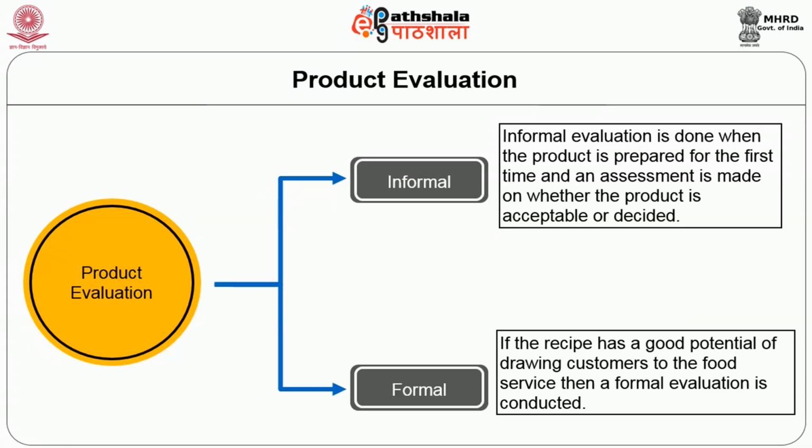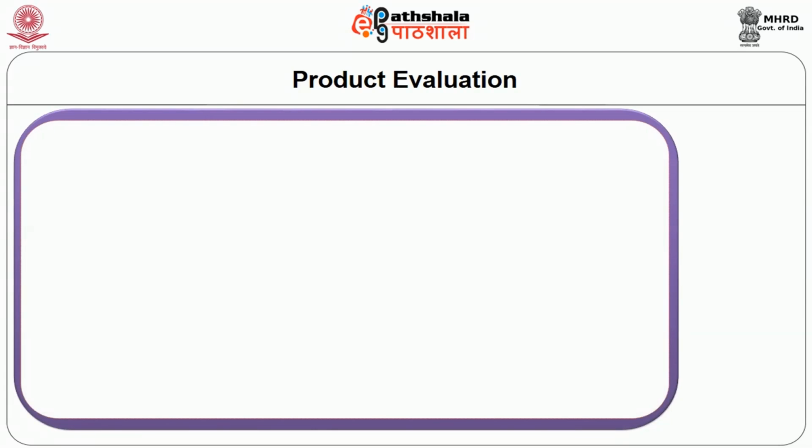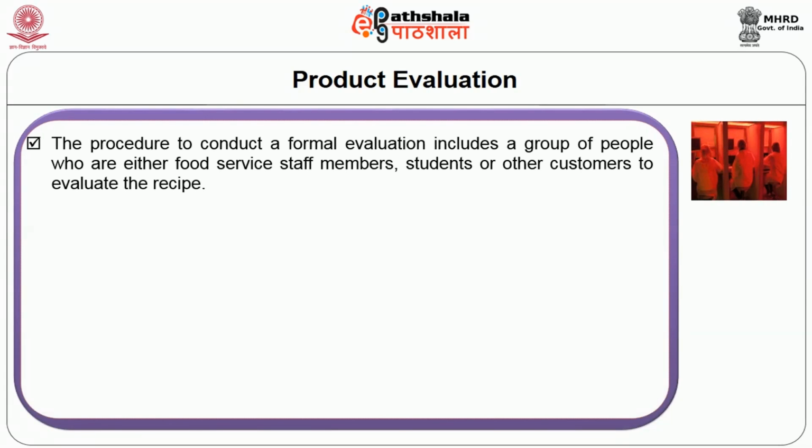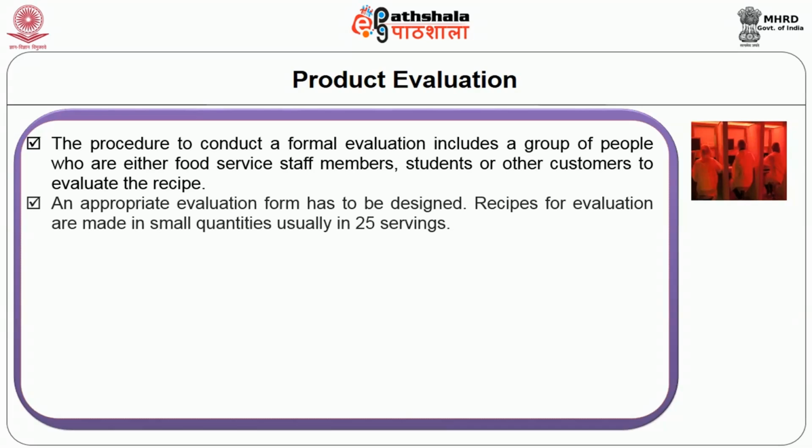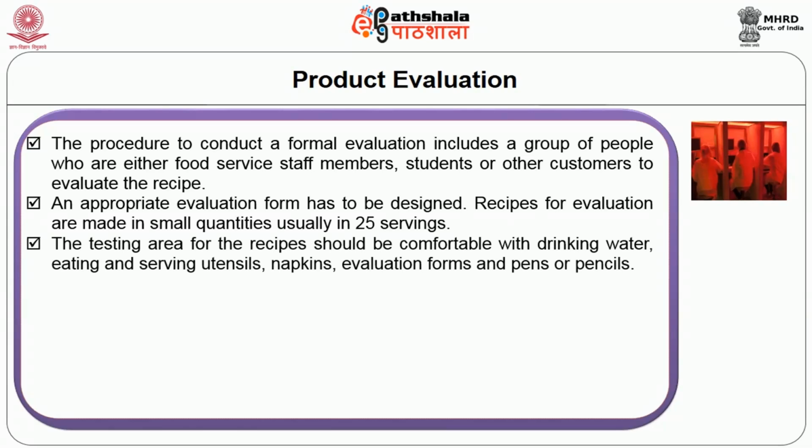If the recipe has a good potential of drawing customers to the food service, then a formal evaluation is conducted. The procedure to conduct a formal evaluation includes a group of people who are either food service staff members, students, or other customers to evaluate the recipe. An appropriate evaluation form has to be designed. Recipes for evaluation are made in small quantities, usually 25 servings.